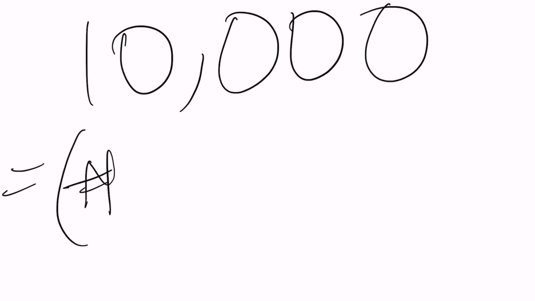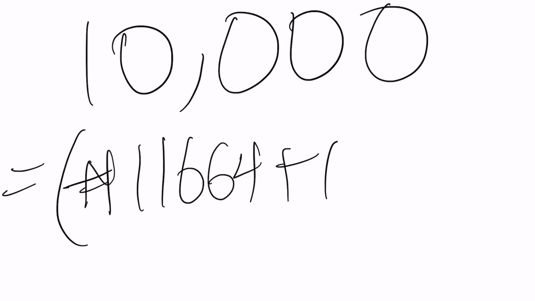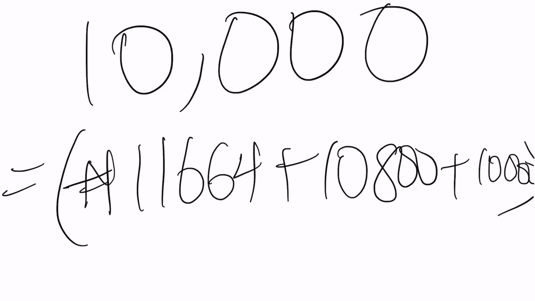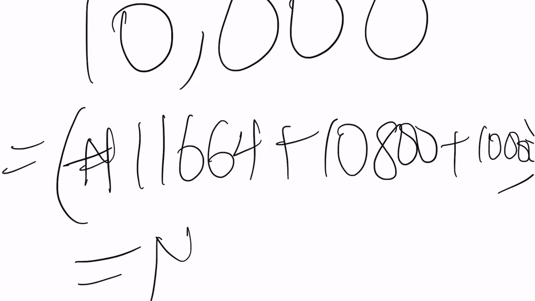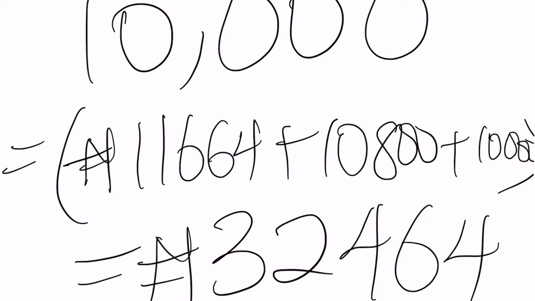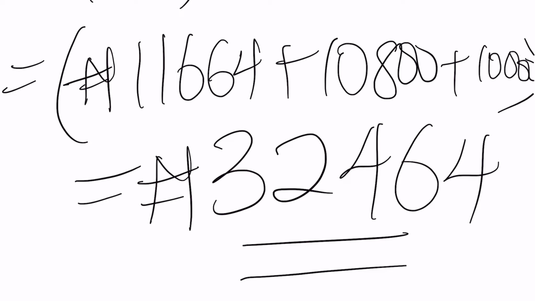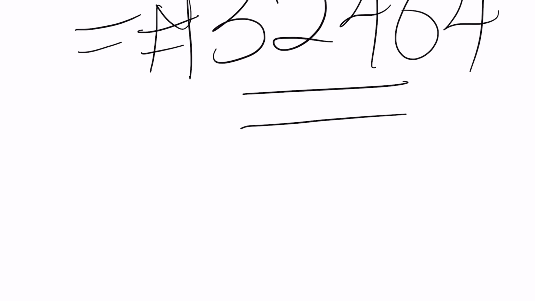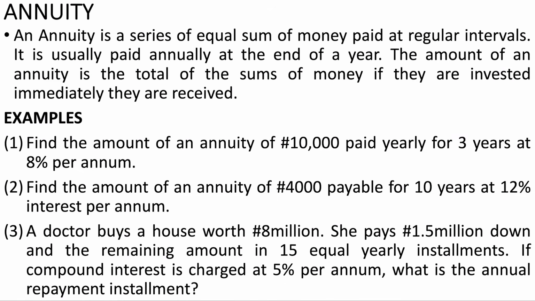we have it to be 11,664 plus 10,800 plus 10,000. So we have this to be 32,464 naira. So this is the amount of annuity. The amount of annuity is 32,464 naira.